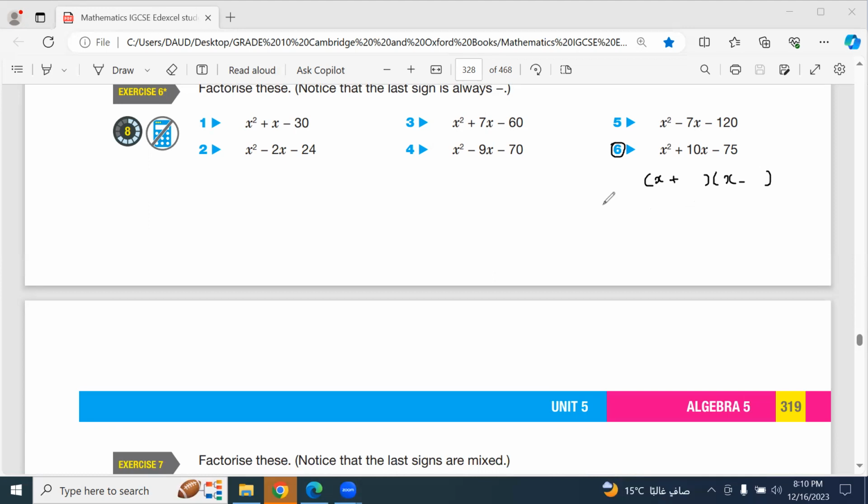So I'm thinking about 15 and 5. Let me check. If I say 15x negative 5x, that gives me exactly 10x. And if you multiply, sure, it is 15 multiplied by 5, which is 75. So we found these two numbers: one is plus 15 and one is negative 5. So we write the direct answer. In this way, you can solve very fast the factorization of three terms which are in quadratic form. I hope you understand.